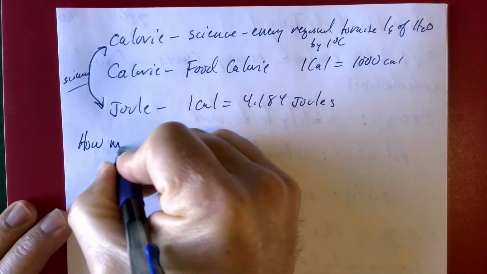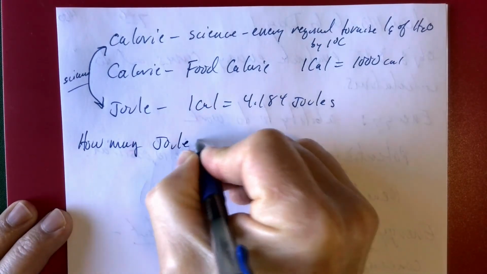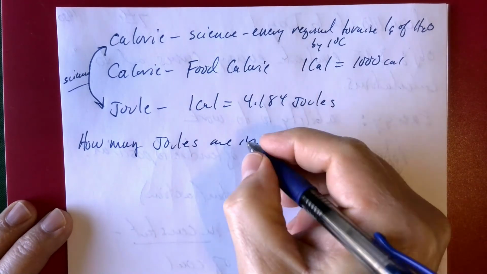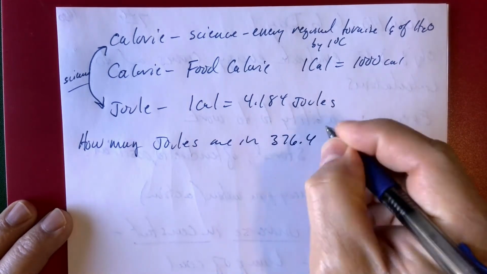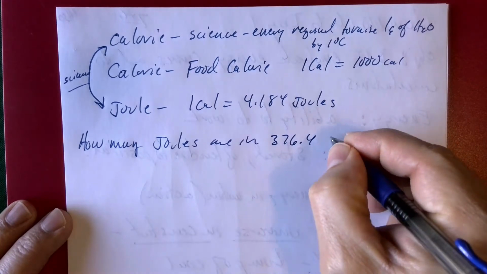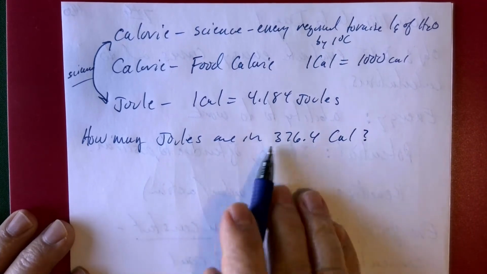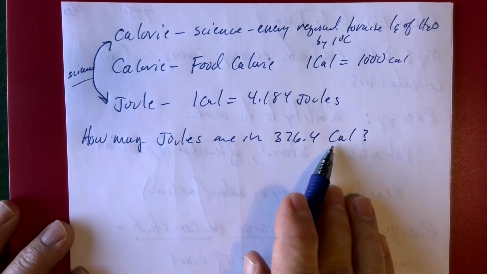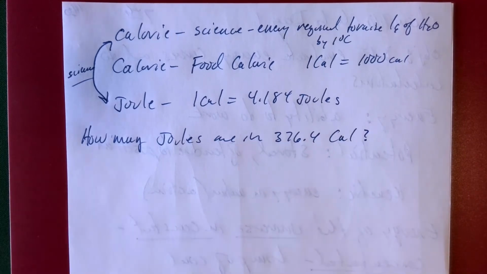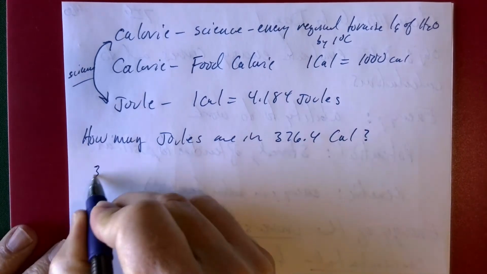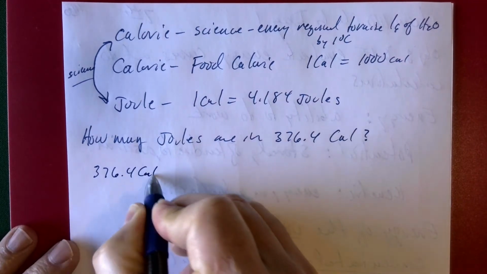How many joules are in 376.4, let's say big C calories? Okay, how many joules are in 376.4 big C calories? Now, what's wrong with that? Anybody know? We don't have a direct conversion. Yeah, we don't have a direct conversion, so no matter what, I'm probably going to have to go where first? Little c calories. Yeah, so I'm going to do what?